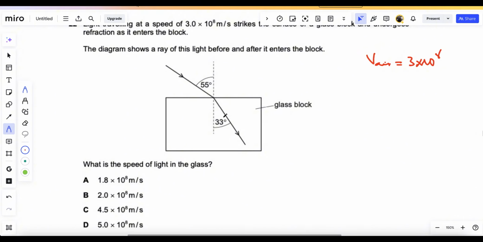First, we have to calculate the refractive index, because refractive index is equal to the speed in air over speed in a medium. Speed in air, this is V, to signify speed, over speed in the glass.